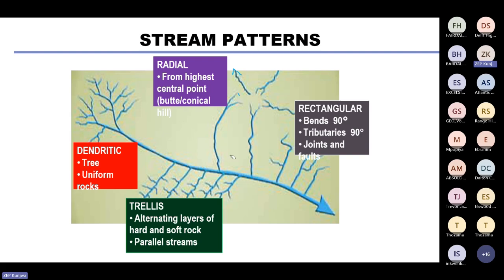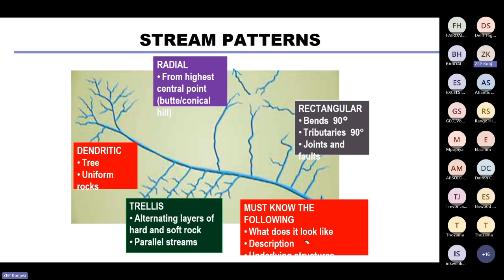Let's try and move on. What is important here is to know, as I said to you before, you must know what this pattern looks like, the shape, and then the description. You must be able to describe it, for example, it's a tree-like shape. And then the underlying structure. When they talk about the underlying structure, learners, sometimes they won't use the word geology. When they say the geology, they are actually talking about the underlying structure. What is that? The river is flowing over the land.